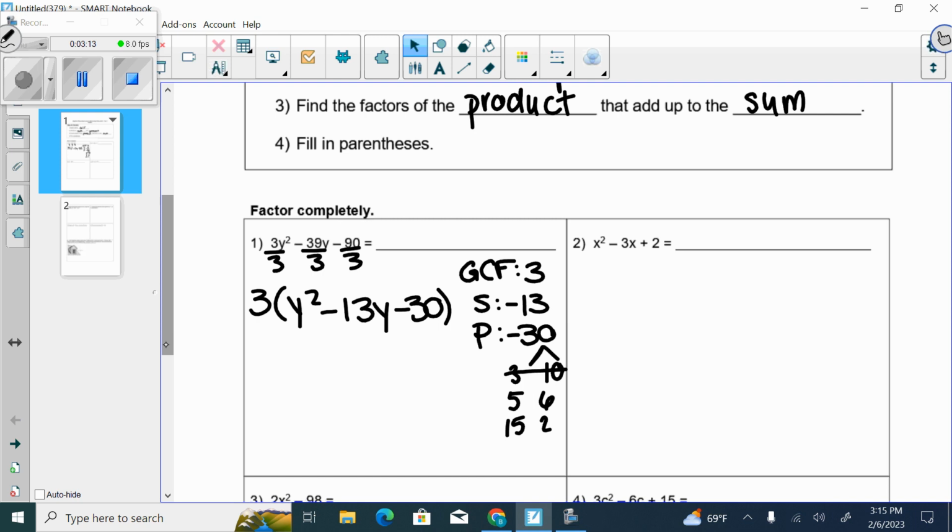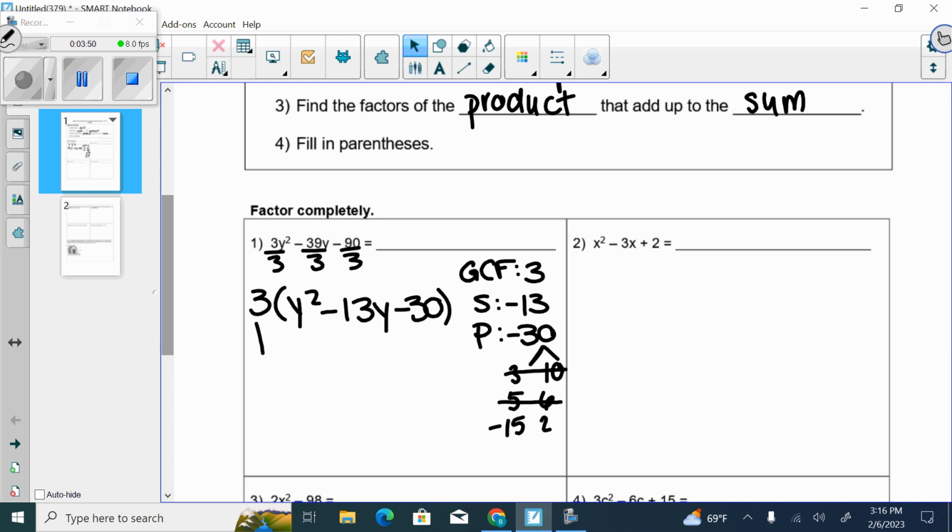Okay. What about 5 and 6? What's 5 minus 6? Negative 1. And negative 5 plus 6 is still just going to give us a 1 or negative 1, right? So it's not the 5 and 6. Okay. 15 minus 2. What's 15 minus 2? 13. Okay, so we're getting close. We need it to be a negative 13. So which one do we want to be negative? The 15, right. A negative 15 plus 2 would give us the negative 13. Okay, so those are going to be the ones we pick.